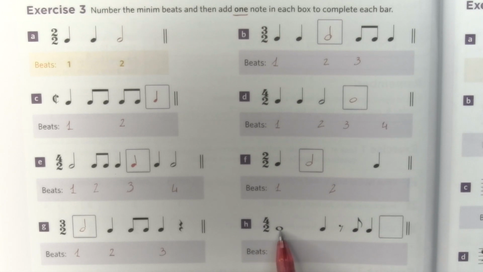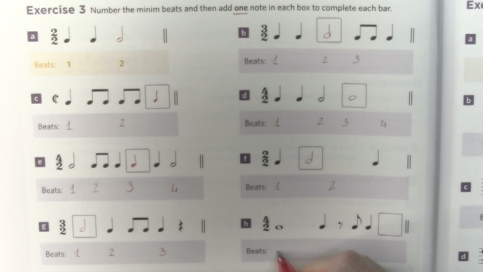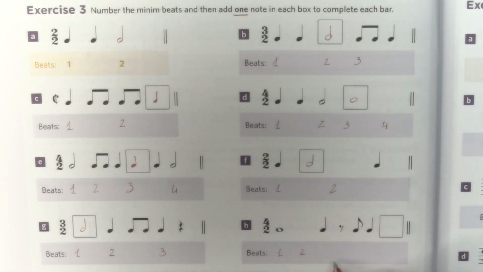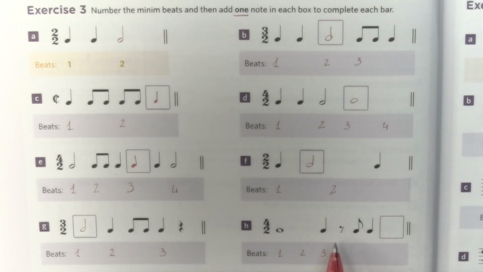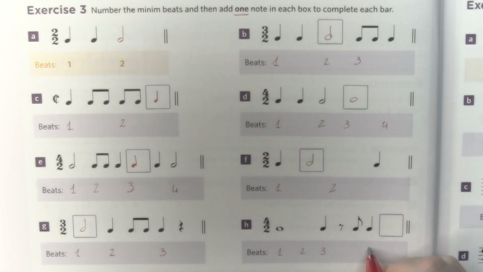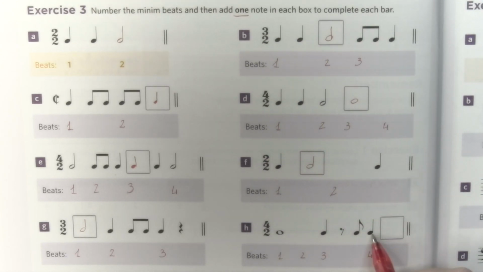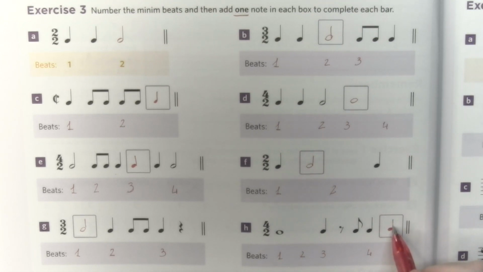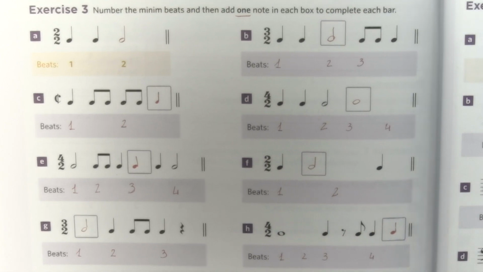Four halves means 4 minims. We have 2 here. So 1, 2. Now, number 3 starts here. Let's see where it ends. This is one crochet and this is the other crochet. So we have another minim here, and we need, well, it's half of the minim and we need the other half. And here it is. Sorted.